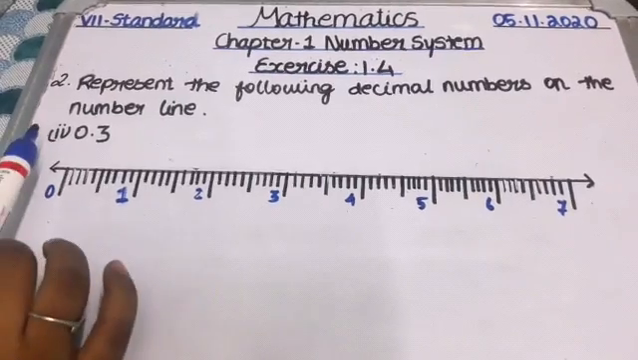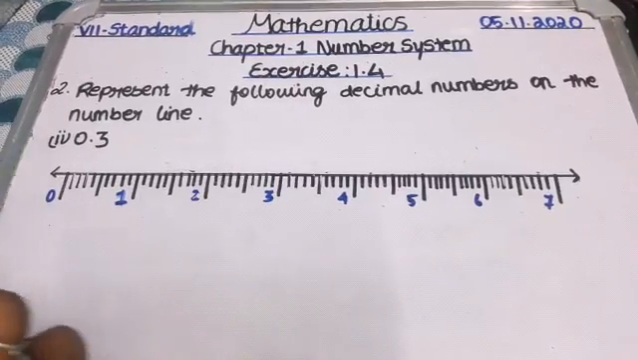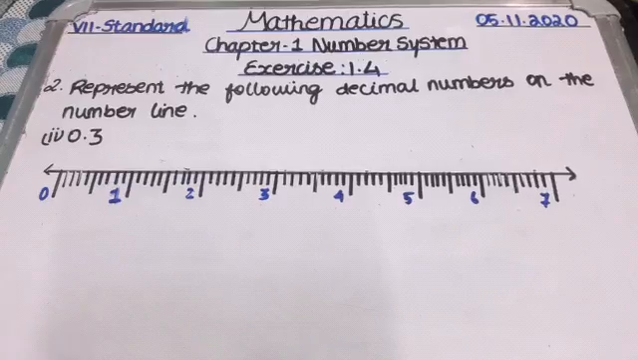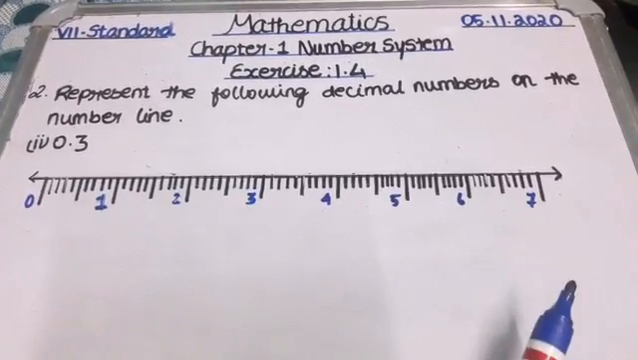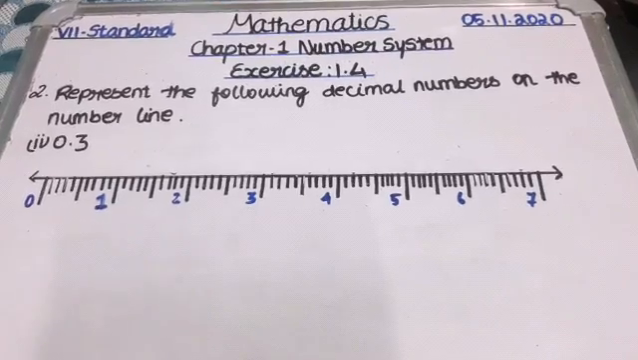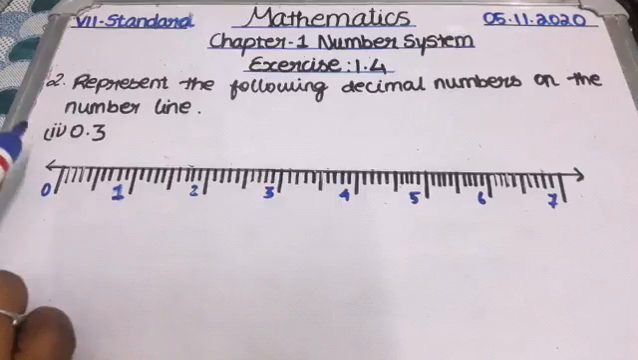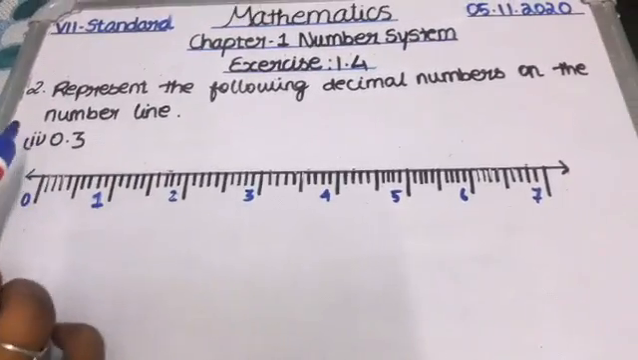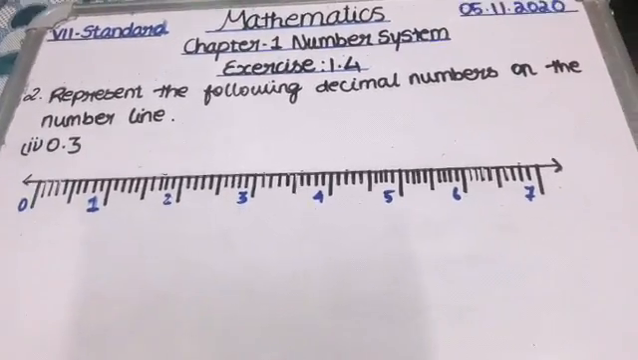The second division, the given decimal is 0.3. So what is the decimal number given? 0.3. Then what is the first step in our solution? First step is to draw the number line and mark the numbers. Okay. This is our first step. Second step, we need to represent the following decimal numbers on the number line. So here they give 0.3. We need to represent 0.3 on the number line.